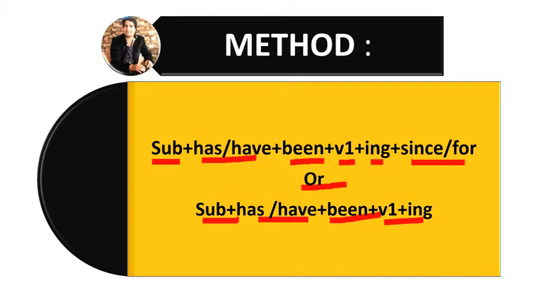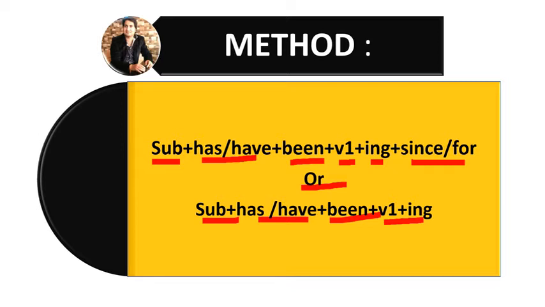So how can we identify such a sentence when we compare it with the present continuous tense? It is a little bit different. When we talk about present continuous tense, there is subject plus is, am, are plus V1 plus ing, but there is no mention of since and for. Since and for clearly indicate the time, point of time and period of time.